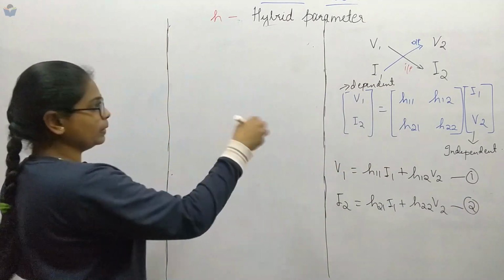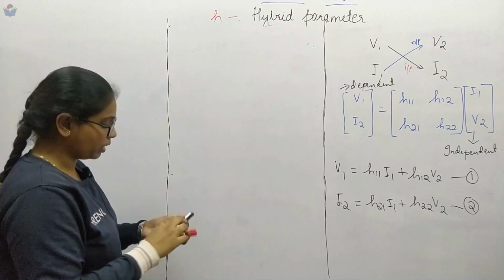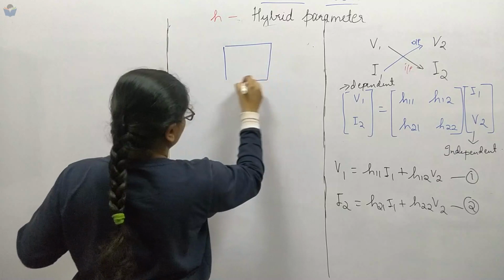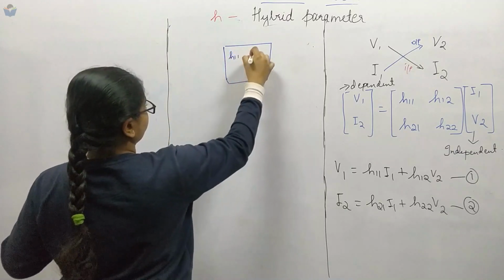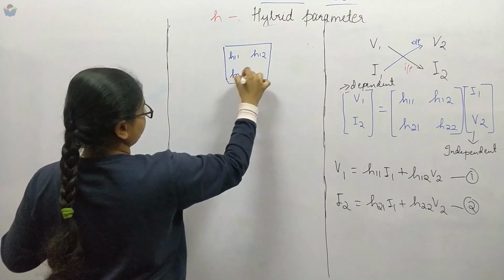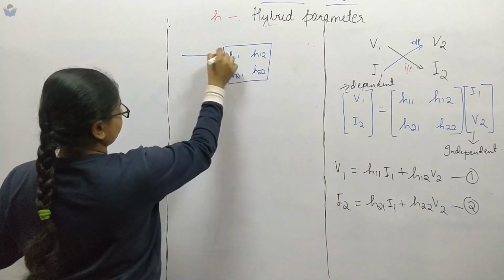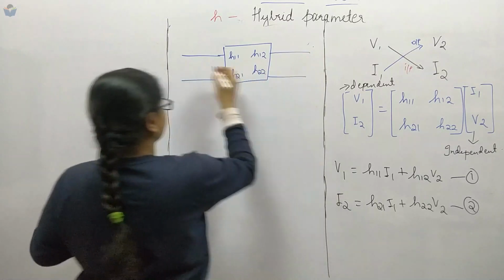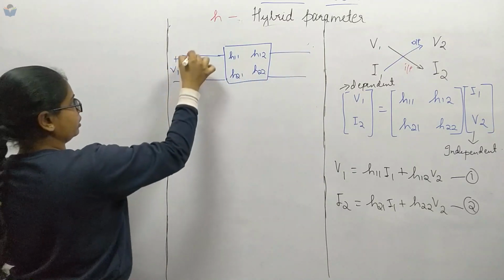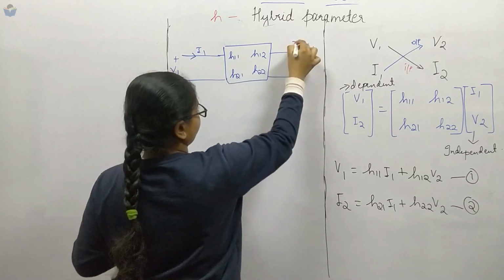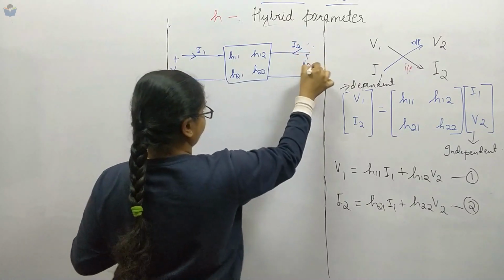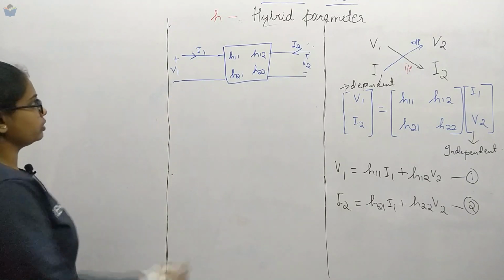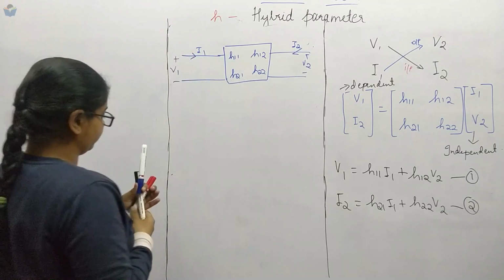Now we will draw the two-port network of the H parameter. Here we will have this two-port H network, with H11, H12, H21 and H22. Here we can give the connection. This will be our plus minus V1. This is current I1, here is current I2 and this is V2. So this is the two port for H parameter. Now this is 1 dash terminal.